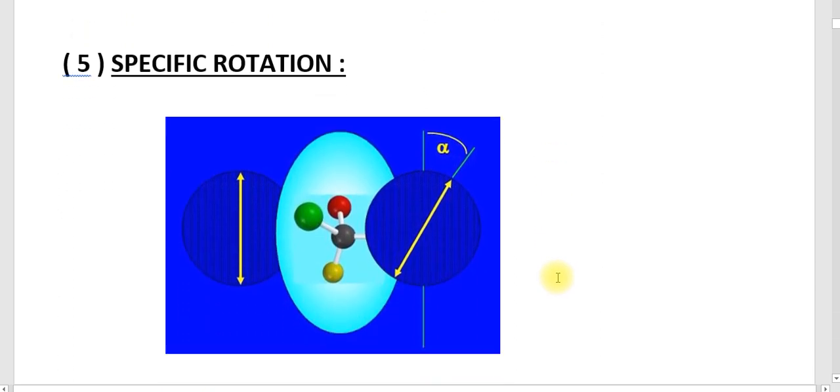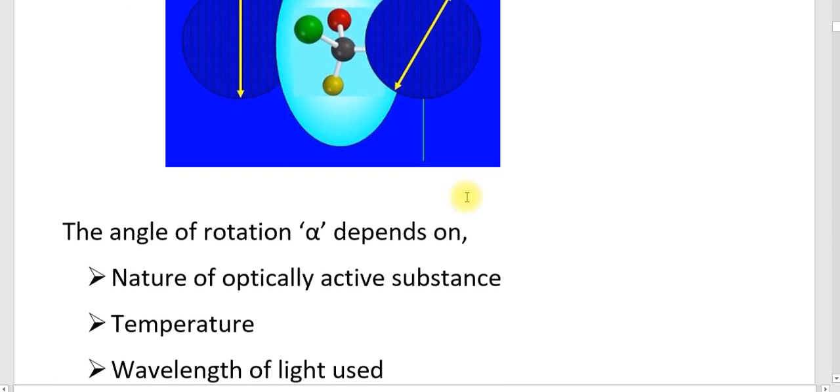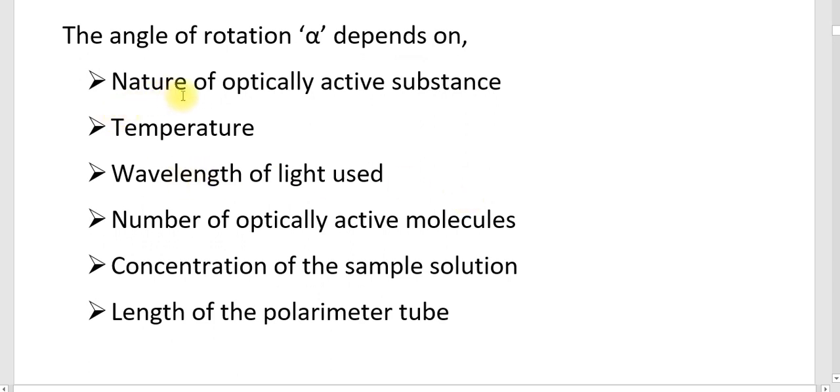Okay, then the next term is specific rotation. Just to inform you, the optical activity is measured in terms of the specific rotation. So let us see what a specific rotation is, and it is represented with an alpha. Here this is a plane polarized light and it has a rotation here, and that is called the alpha, or it shows an optical activity. The angle through which the plane polarized light shifts, that is the angle of rotation alpha, depends on certain things. The first one is the nature of the optically active substance, the second one is the temperature, and next is the wavelength of light used and the number of optically active molecules. Next is the concentration of the sample solution that we have taken, and the other is the length of the polarimeter tube. These are the factors that the angle of rotation of the plane polarized light depends on.